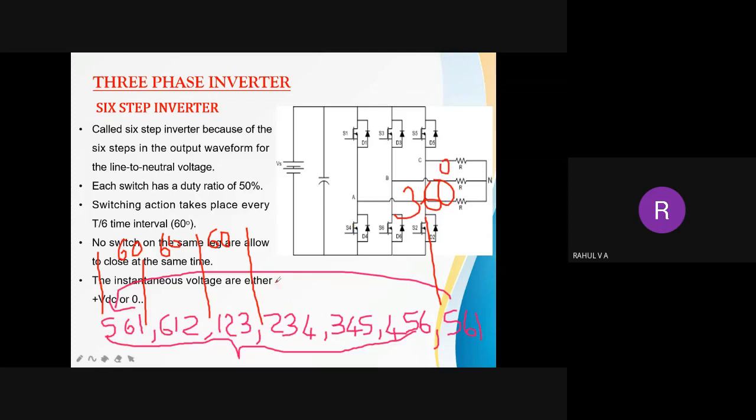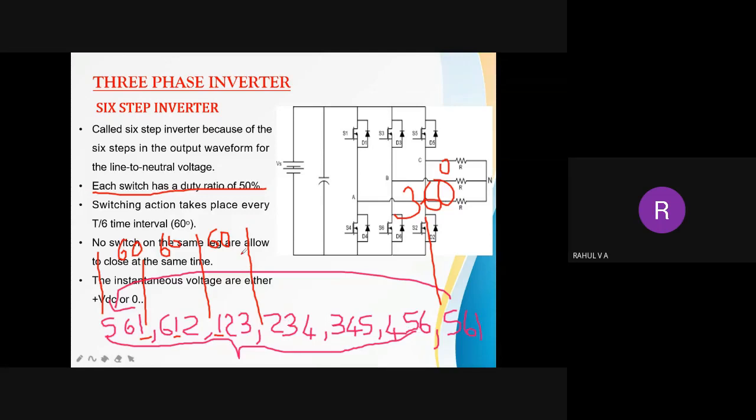Okay, now see that I have told one more thing. Each switch has a duty ratio of 50%. That is, one switch will be in the on condition for almost 180 degree. Let's take switch number 1. Switch number 1 is turned on here, and then it continues in the on condition in the second cycle and also in the third cycle. In the fourth cycle it is switched off.